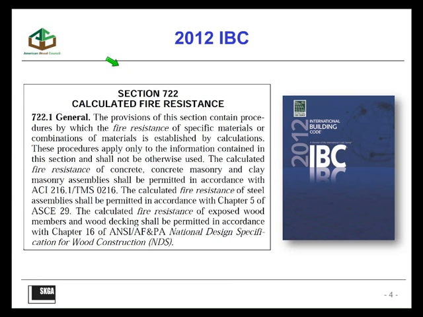And then for fire design, section 722 of the 2012 IBC allows the calculated fire resistance of exposed wood members and wood decking is permitted in accordance with chapter 16 of National Design Specification for wood construction. So those are the code references that trigger the 2012 NDS.